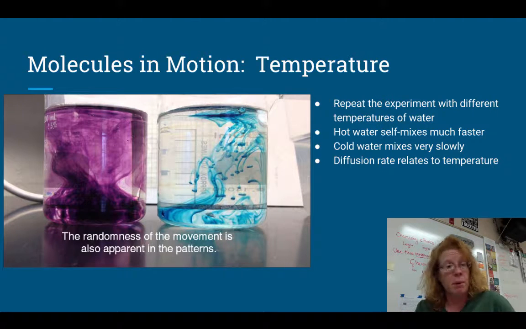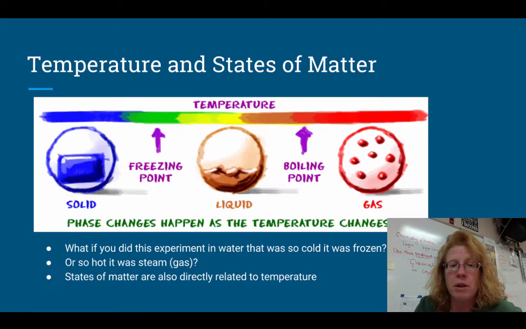Those molecules in the purple one are just banging around against one another really, really fast, and so it's causing that self-mixing to occur quickly. In that cold one, they're just moving really slowly. They're in there and they're moving around, but not fast enough to cause the same rate of stirring that we would see in that one on the left. So again, diffusion rate or that mixing style depends on temperature, and that temperature is related to the motion of the molecules inside the matter that we're looking at.